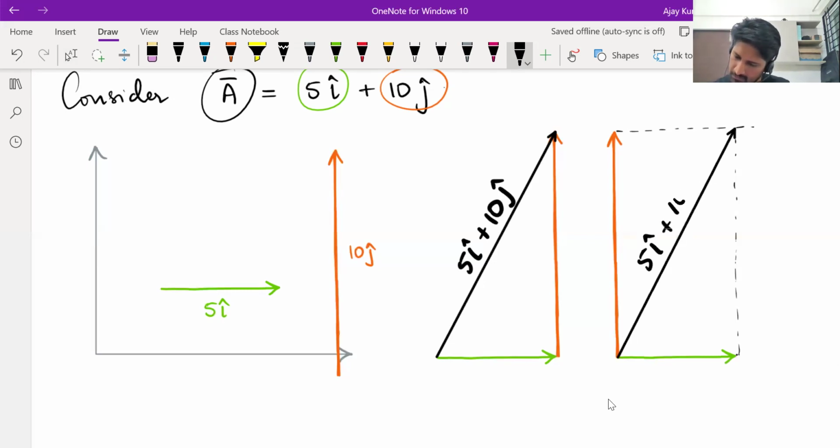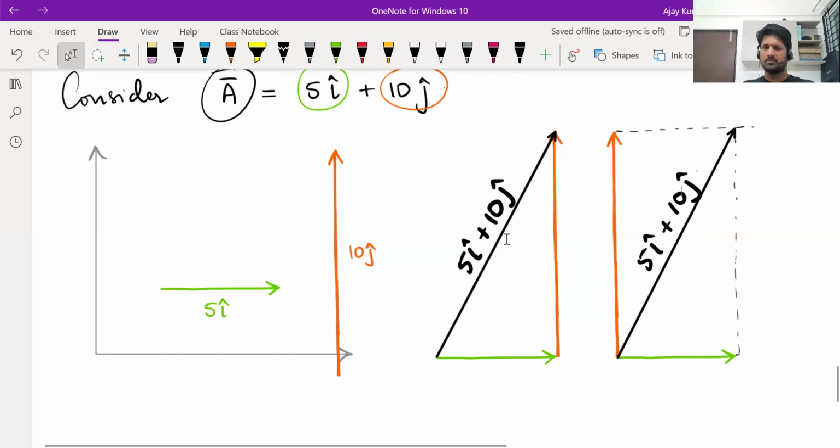It will be the same. Okay, the black vector we get in both cases is the same. So which law you use doesn't matter, you will get the same vector anyway. It's just a matter of convenience, whichever you are comfortable with, you can use. So this is how you draw the original vector from the components.